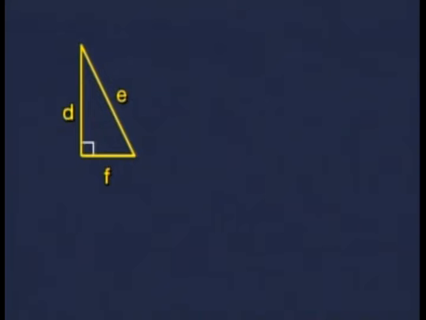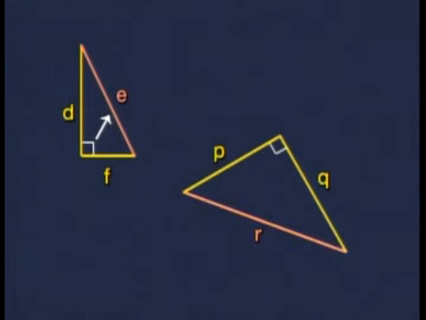In this triangle, side E is opposite the right angle, so side E is the hypotenuse. In this triangle, side R is the hypotenuse. It is opposite the right angle.